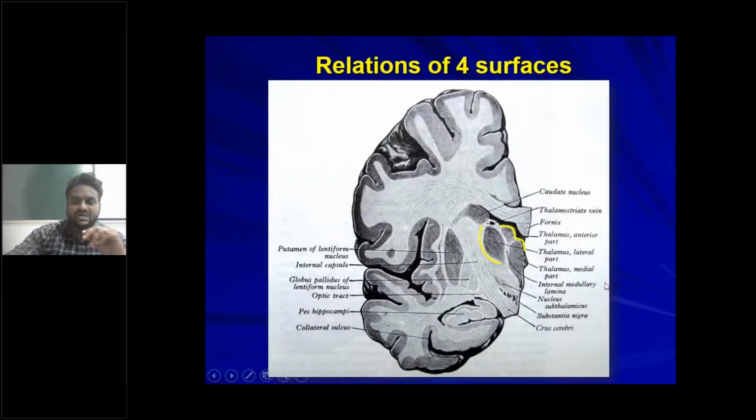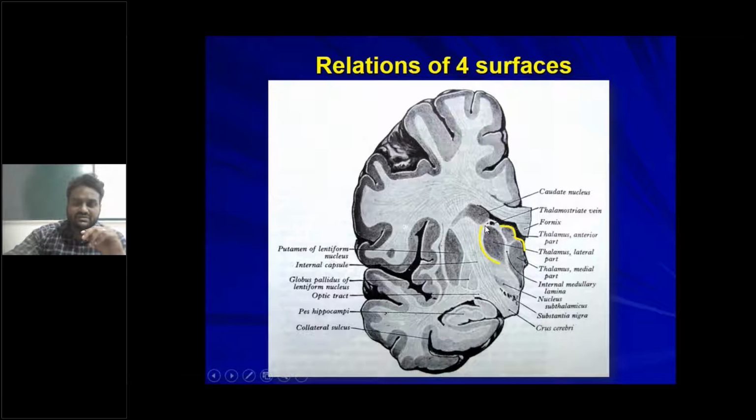Now we come to the relations of the thalamus. This is a cross section through the base of the brain. In this cross section, we can see the thalamus. Whatever you see here, this entire part is the thalamus.